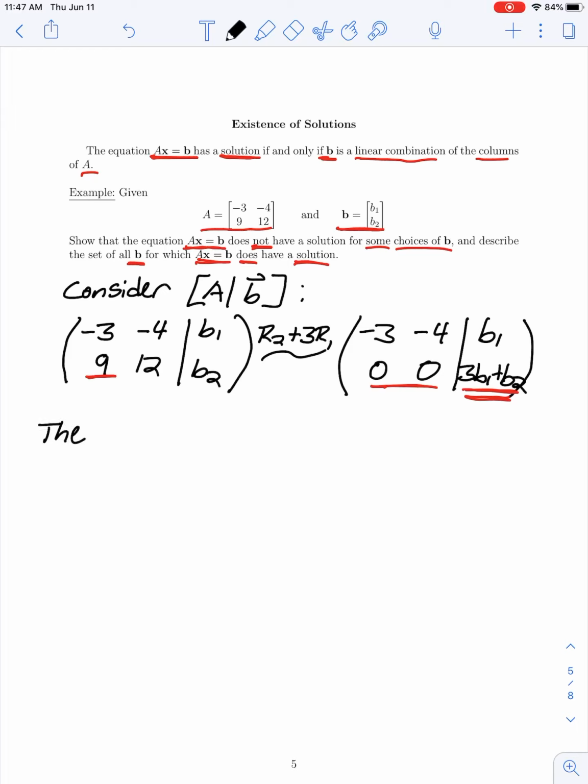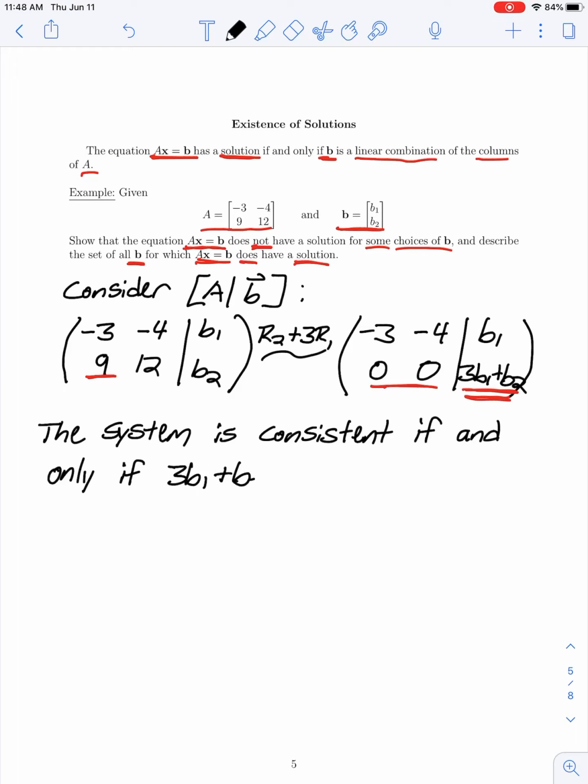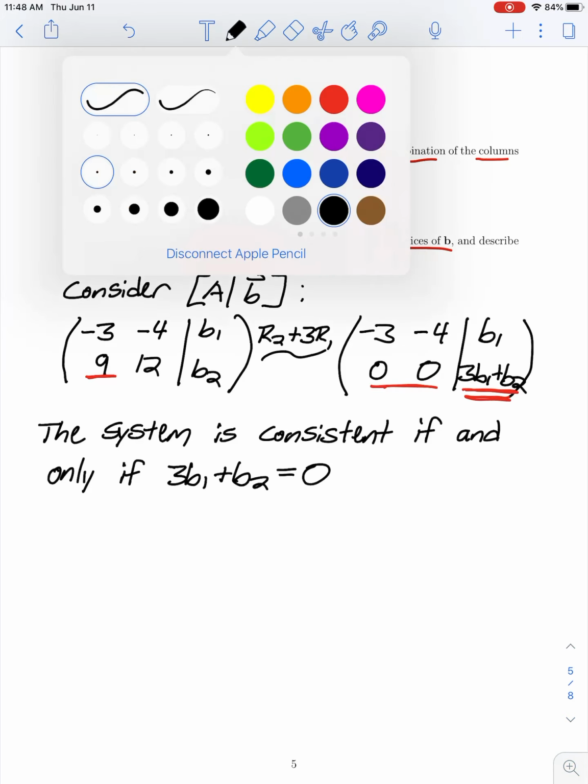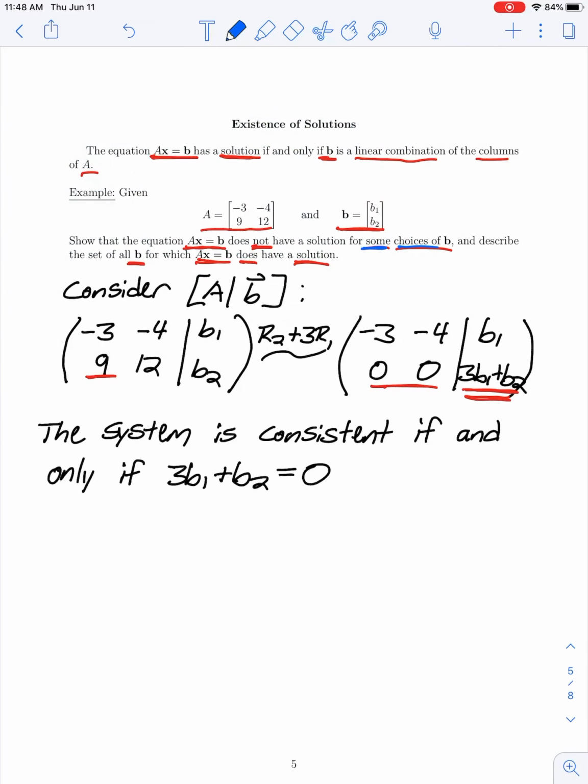So here, let's say the following. The system is consistent if and only if the value of 3B1 plus B2 is equal to 0. So in other words, if that equation is not true, then we don't have a solution. So certainly there are some choices of this vector B for which this matrix equation AX equals B does not have a solution.